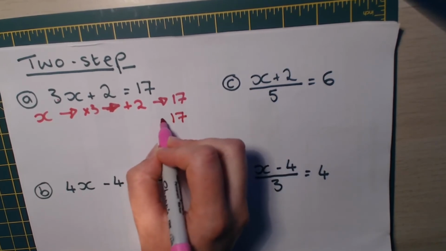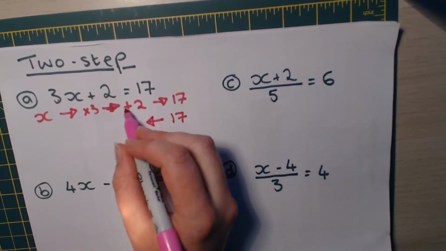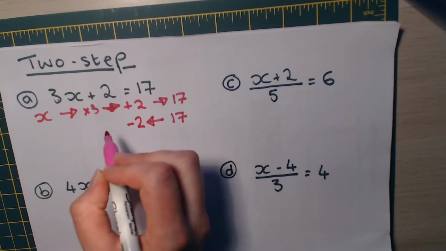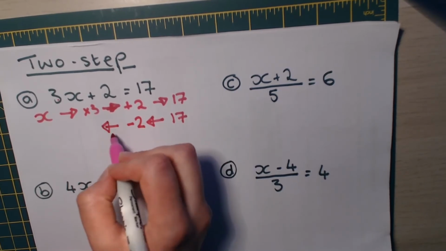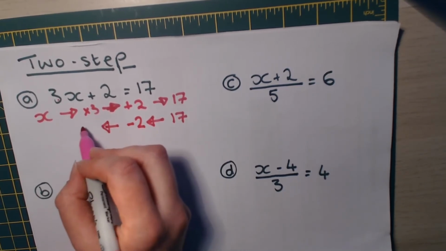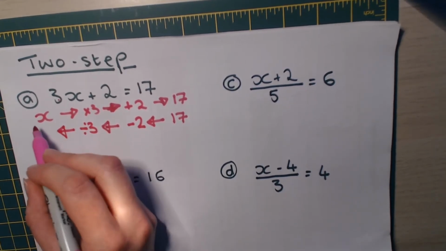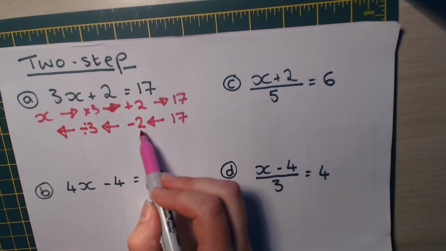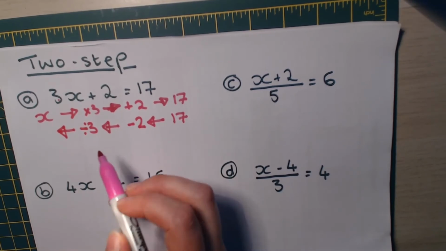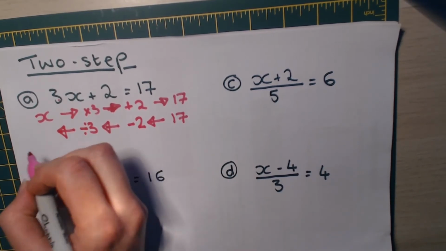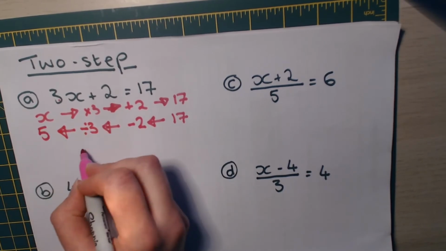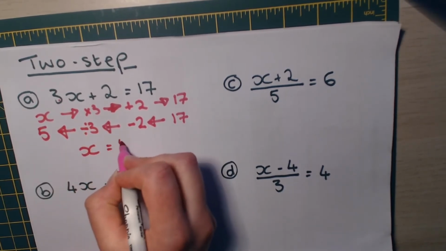So 17, go back. The inverse of add 2 is to subtract 2. Don't forget the inverse is the opposite. Then the inverse of multiply by 3 is to divide by 3. And then whatever comes out here is our answer. So let's see. 17 subtract 2 is 15. 15 divided by 3 is 5. So don't forget to finish it off with x equals 5.